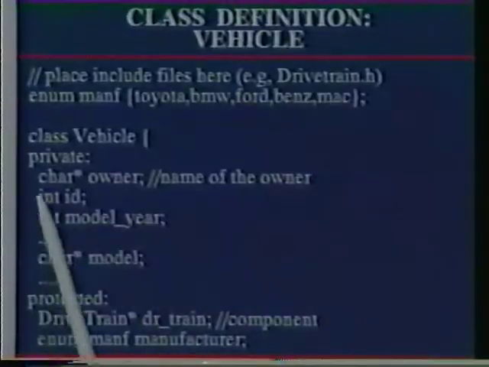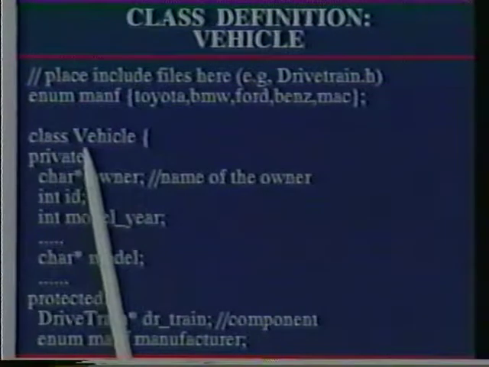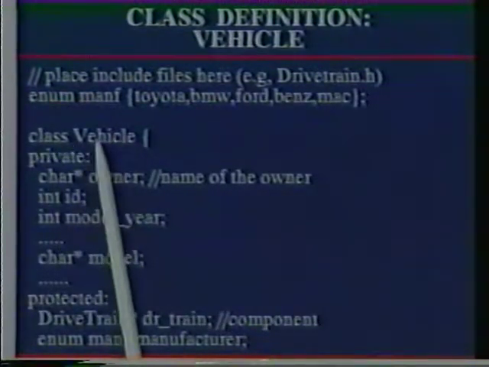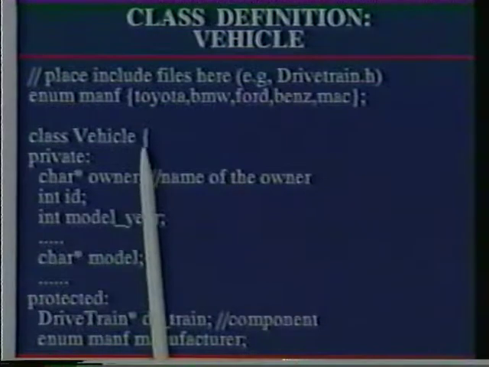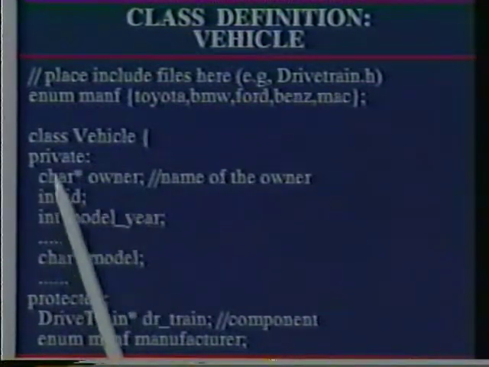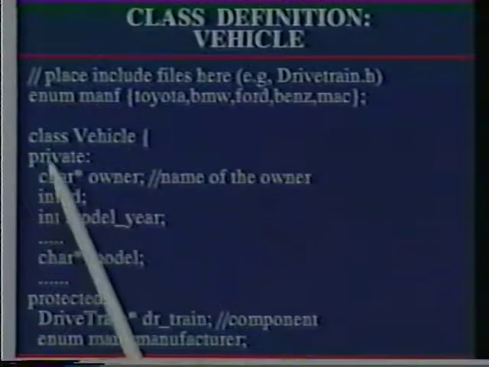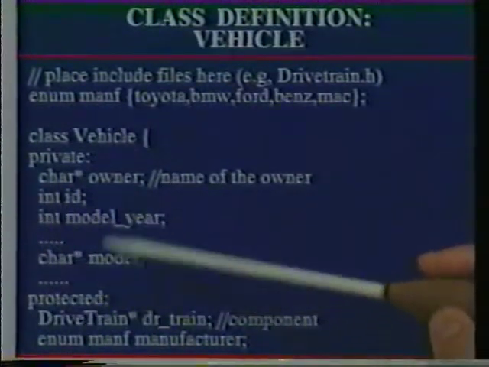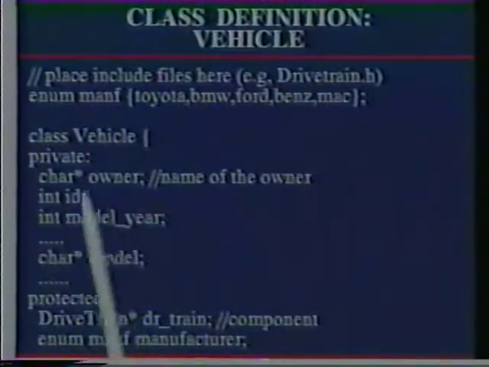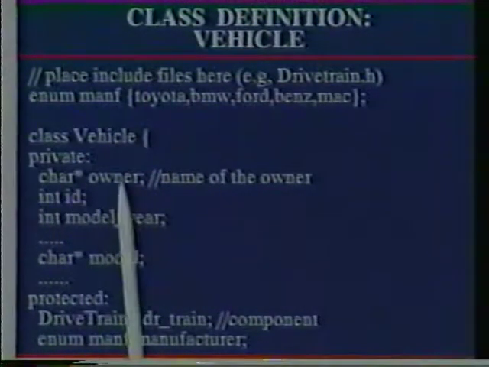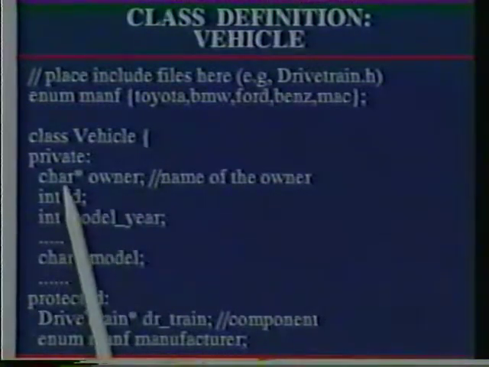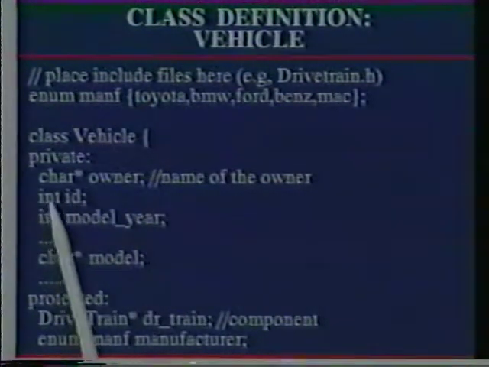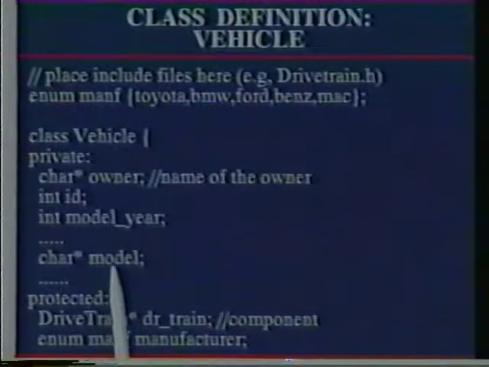So the way we define this class vehicle is we have the keyword class, and then we have the name of the class, which is vehicle. Then we open this with an open brace. Then we declare the variables which are private with the keyword private colon, and then you declare all your variables here. Now if you look here, we are typing them already. For example, owner is a pointer to char, ID is of the type int, model year is of the type int, model is a pointer to char.